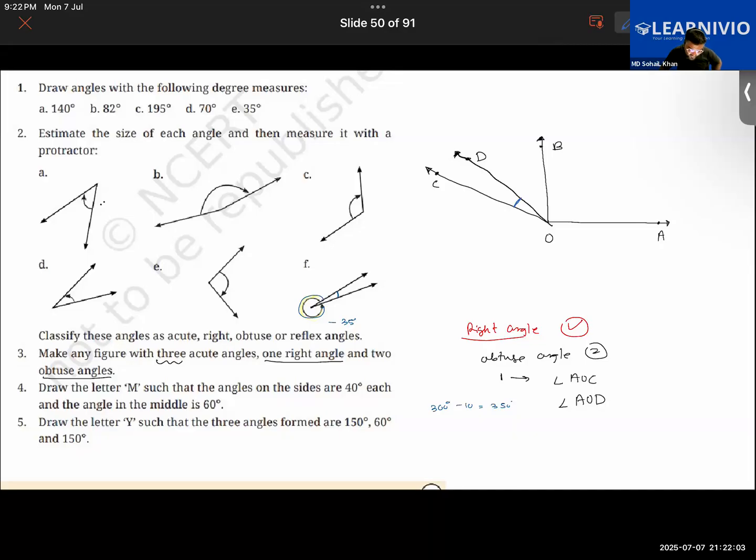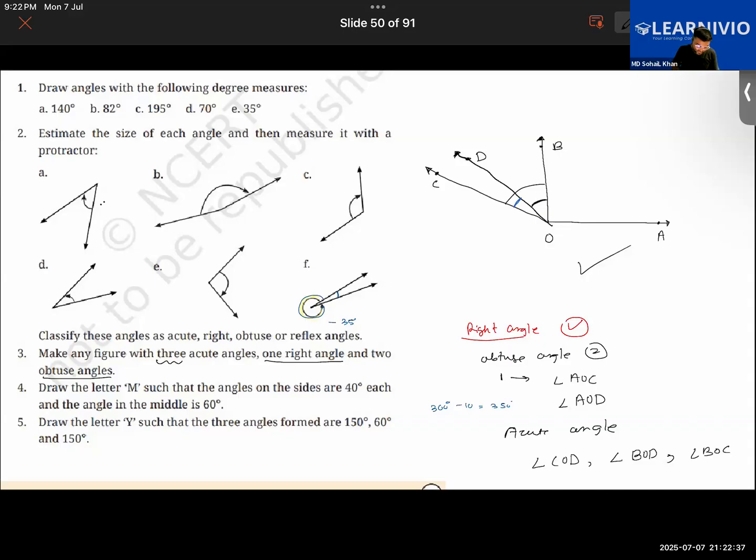Very good. First of all, starting from here, angle COD. Let me write it over here first. Angle COD. Next is angle BOD, and then angle COB or BOC, right? This bigger one, so angle BOC. Hence our figure is ready. Got it? Yes, sir.